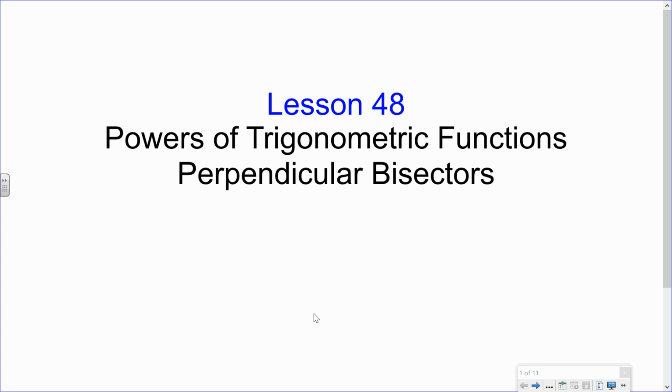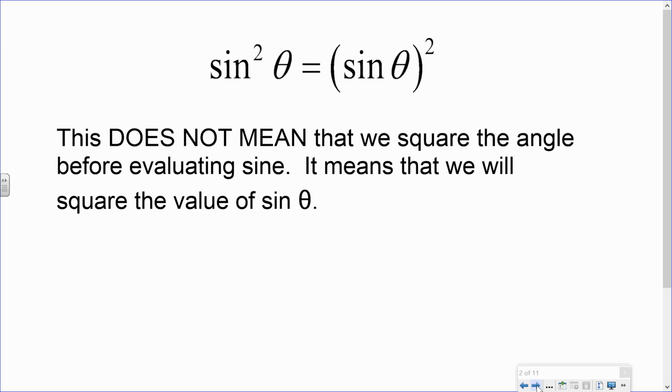Today, working with powers of trig functions first, and then we'll talk about equations of perpendicular bisectors. But for powers of trig functions, the whole thing is, what does the notation mean? We're going to start seeing things like sine squared, sine cubed, tangent to the fourth.